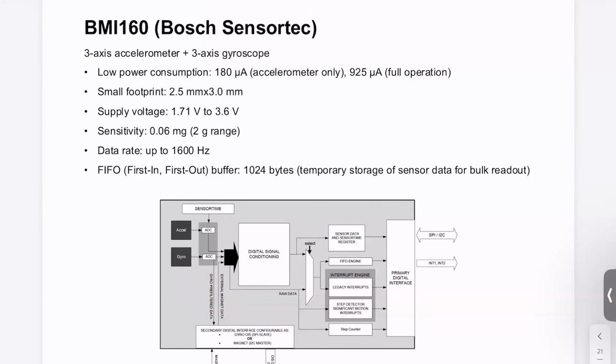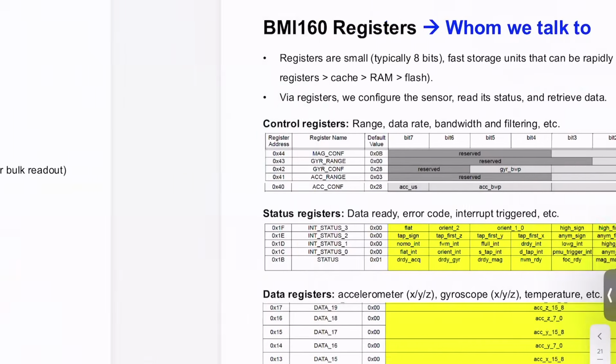So the way we do it is to first temporarily store those data in a buffer, that is the FIFO buffer. Then we can just read the buffer every second so that your processor will be much less busy. So that's the purpose of the FIFO buffer here.